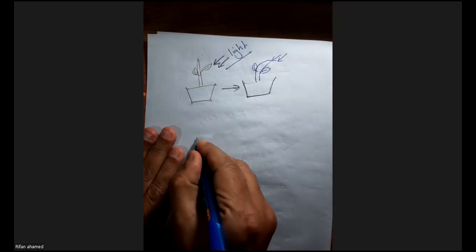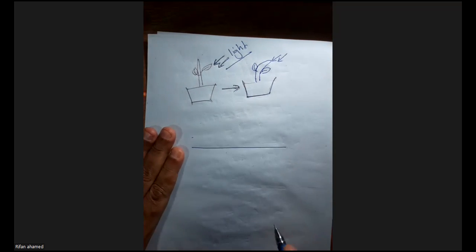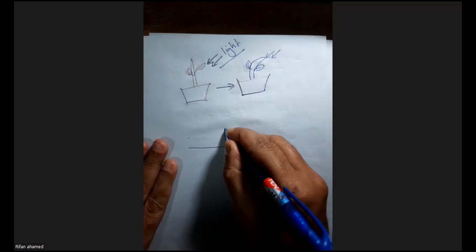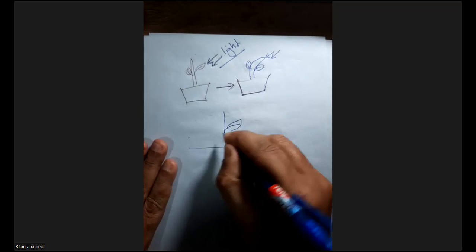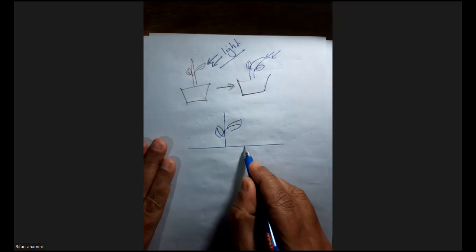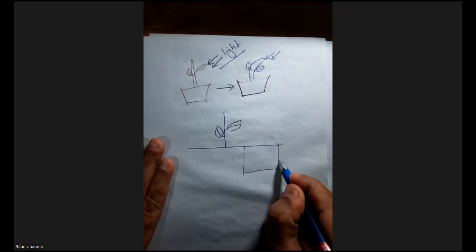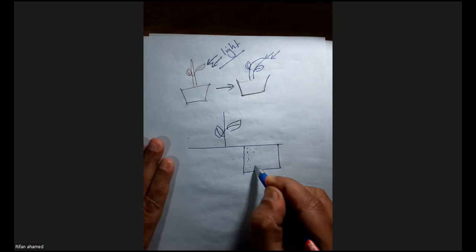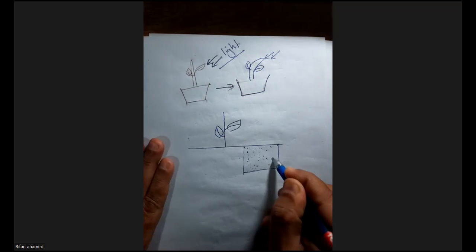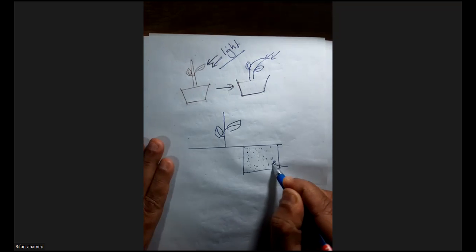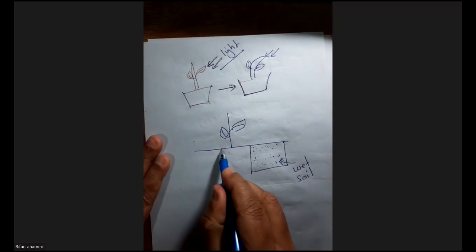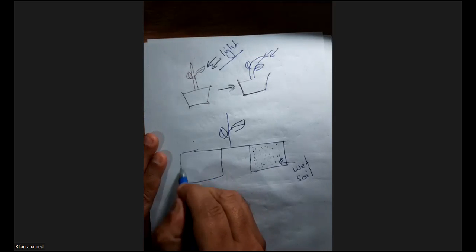Right. What is the next one? Positive hydrotropism. Here, there is a plant. In this side, you keep wet soil. What kind of soil? Wet soil. Wet soil means lots of water there.